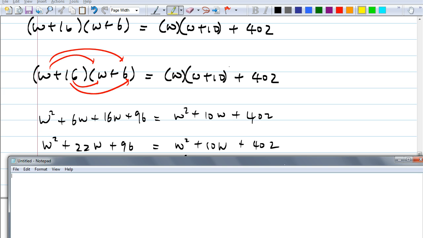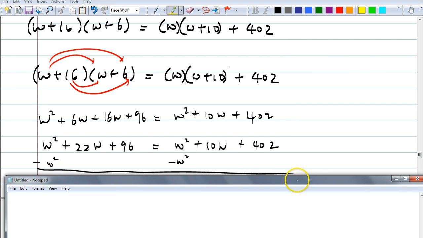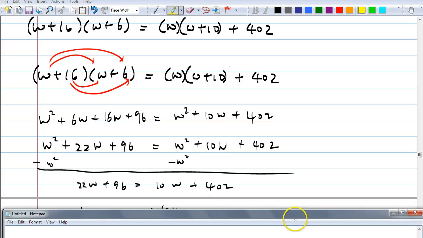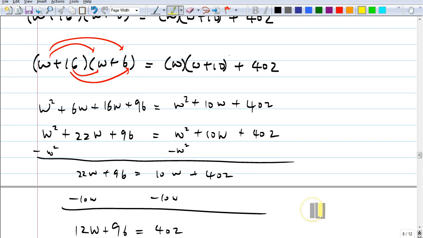So what do we do next here, Cole? Right, by? Good. If you subtract both sides by W squared, isn't this nice? They just go away. And now we get something that we're used to. We get an equation with just variable to the first power. What do we do next here? Eric, what should I do next? Yeah, subtract 10 W's from both sides. And of course you get 12W plus 96 equals 402.